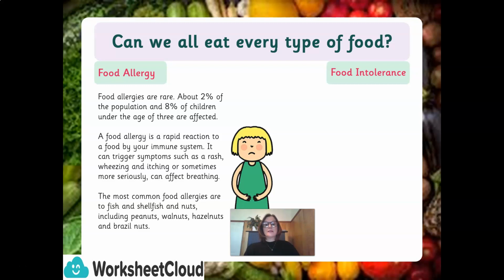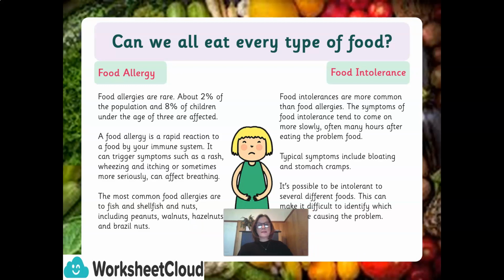It can trigger symptoms such as a rash, wheezing, and itching, or sometimes more seriously, grade 6s, it can even affect your breathing. The most common food allergies are to fish and shellfish and nuts, including peanuts, walnuts, hazelnuts, and Brazil nuts. And I think quite a few of you know whether you have a food allergy or not.